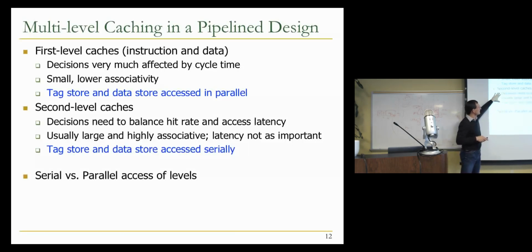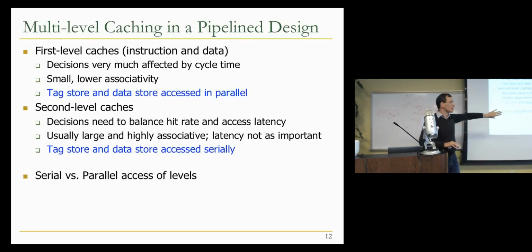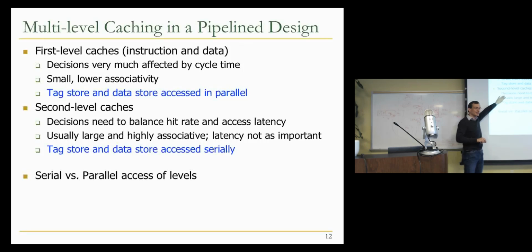Second level caches are a little bit farther from the processor, so they don't need to be accessed as fast, but you would still like reasonable latency. Remember the average memory access time equation that we discussed? To get high performance, you would like to have a good hit rate, and you would also like a good access latency, and these go against each other.